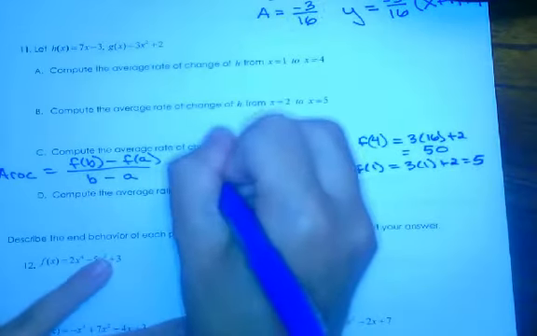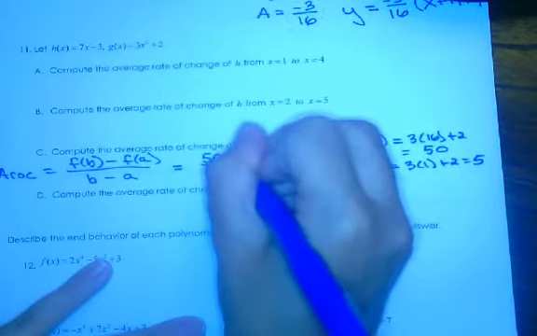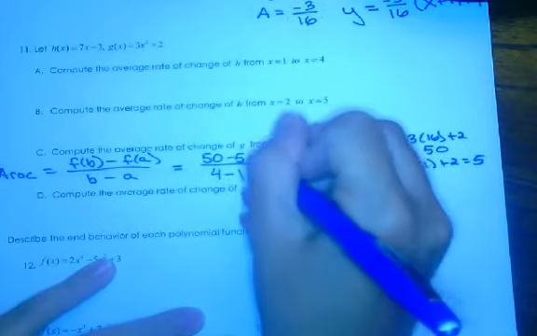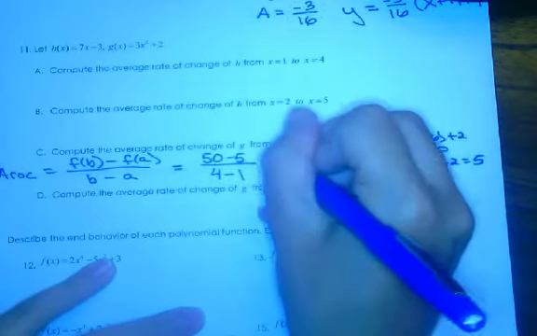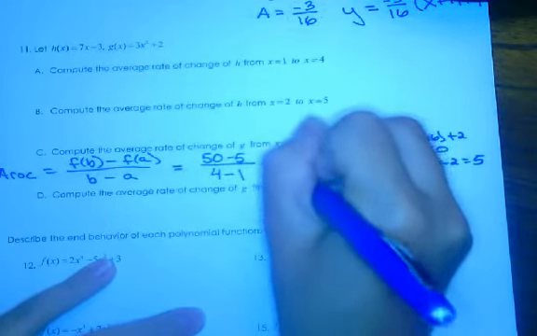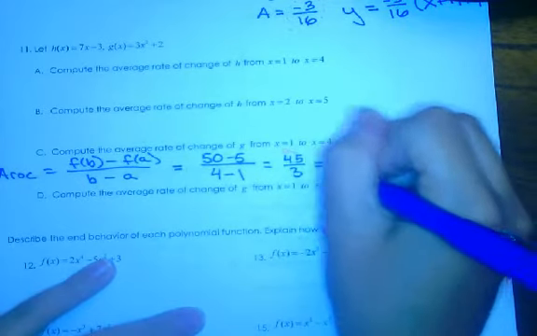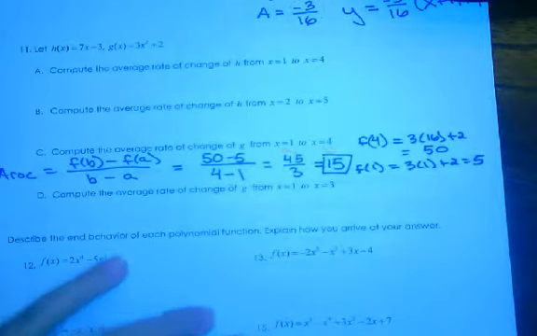Now I take those and plug them in over here. So you've got 50 minus 5 all over 4 minus 1. So we've got 45 in my numerator over 3, and that actually divides nicely, and I get 15 as my answer. That's my average rate of change. Over here I had to do a little scratch work, but that's how you find that.